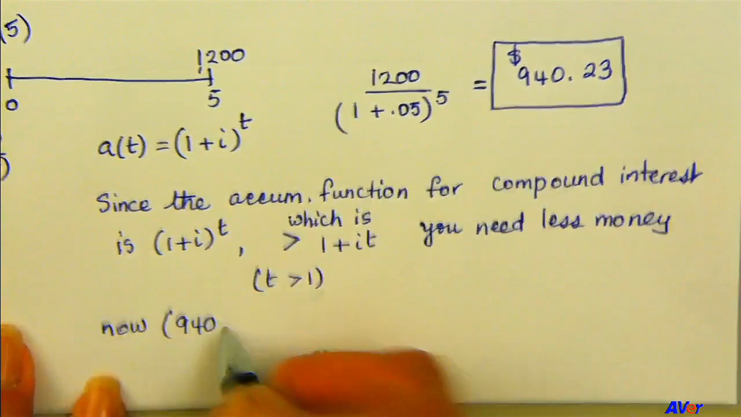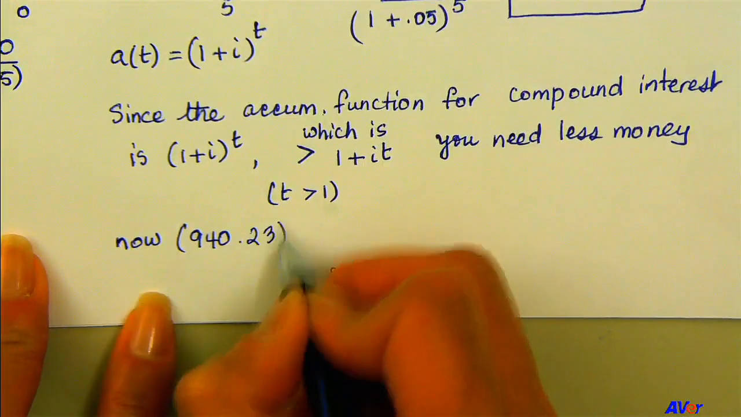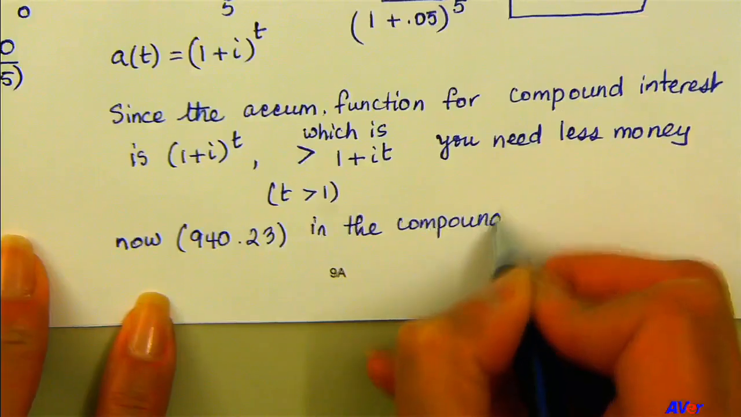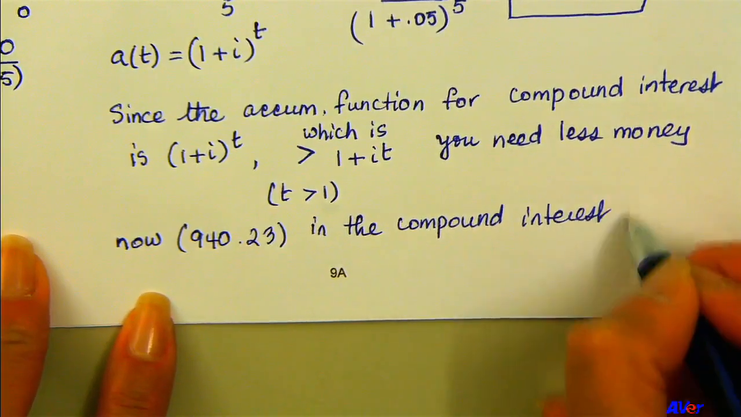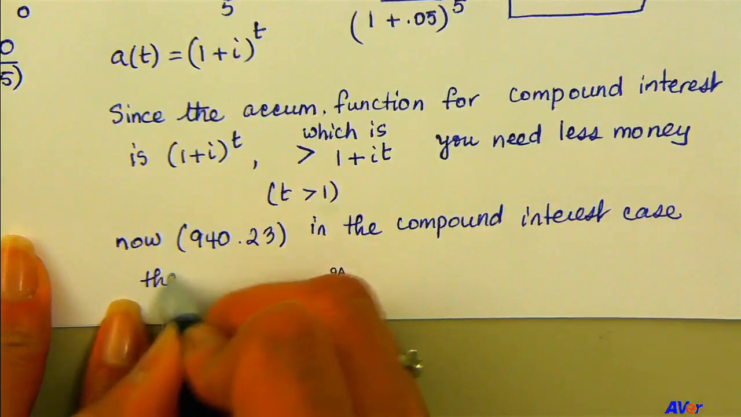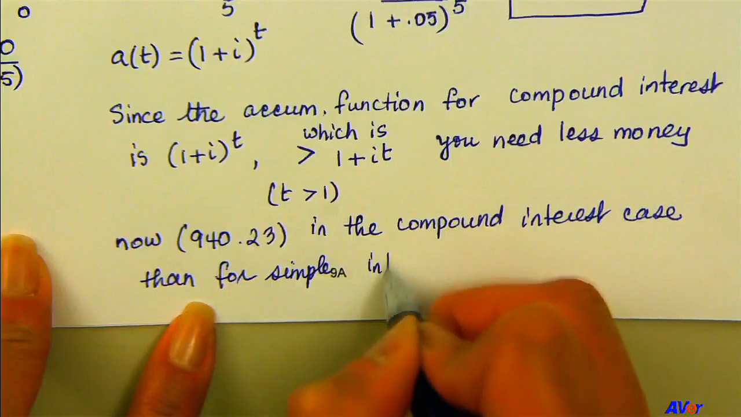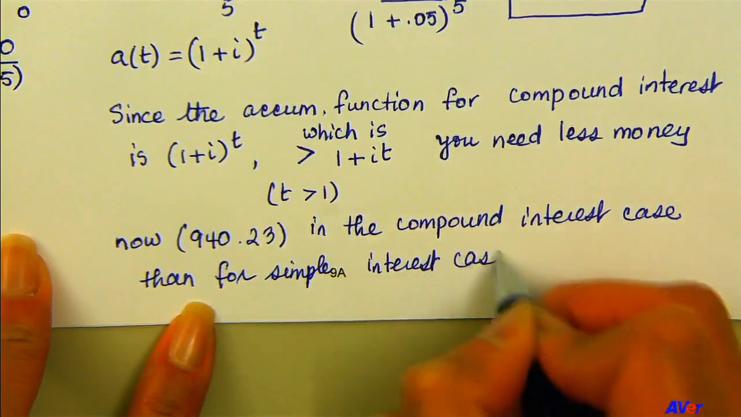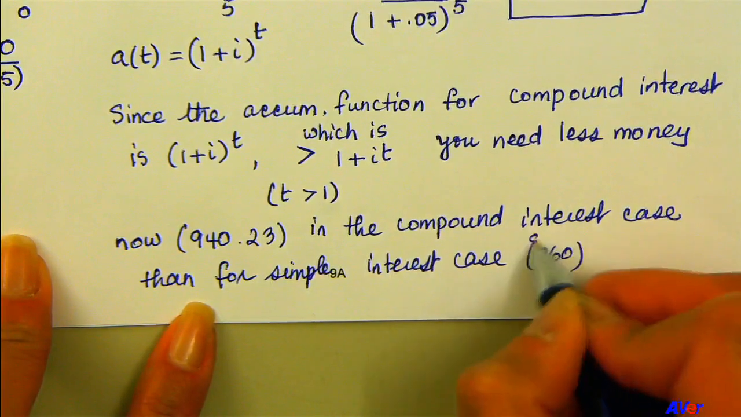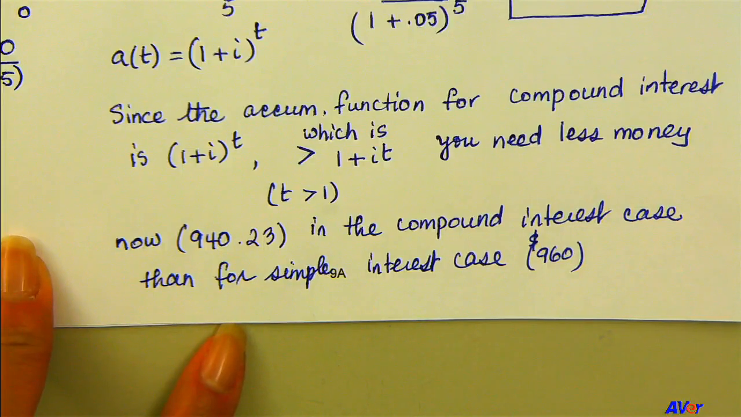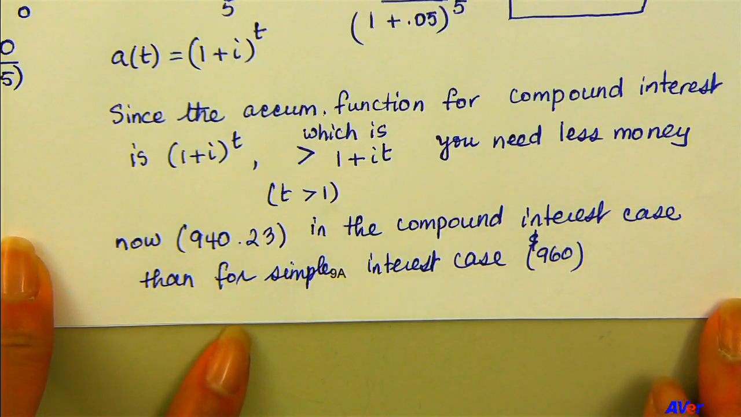meaning $940.23 in the compound interest case, than for the simple interest case, where you would have needed $960. Because your money grows more quickly in the compound interest case, so you can start with less. Follow me, right? Any questions?